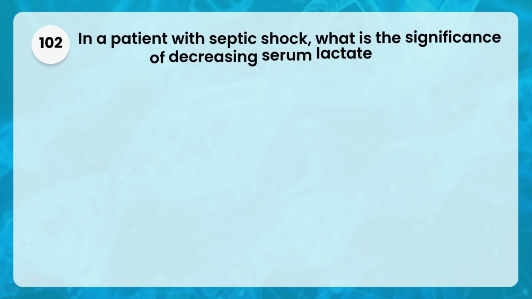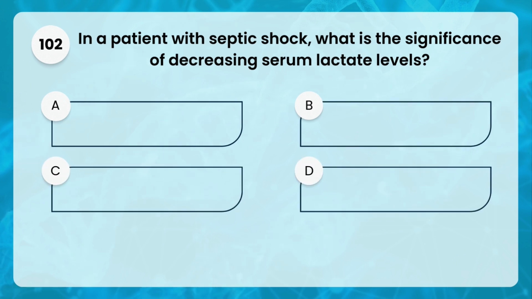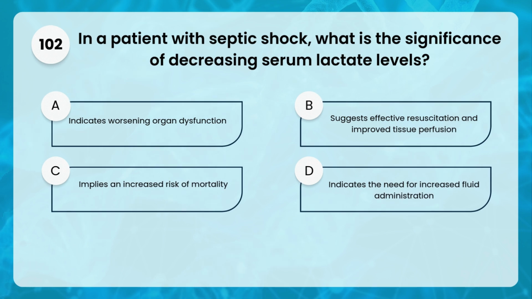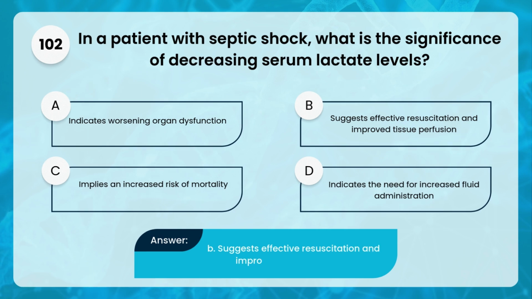102. In a patient with septic shock, what is the significance of decreasing serum lactate levels? A. Indicates worsening organ function. B. Suggests effective resuscitation and improved tissue perfusion. C. Implies an increased risk of mortality. D. Indicates the need for increased fluid administration. The answer is B. Suggests effective resuscitation and improved tissue perfusion.